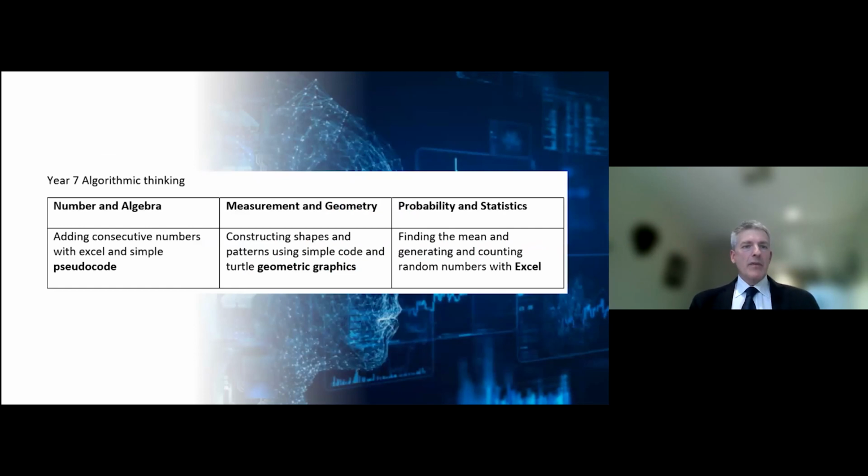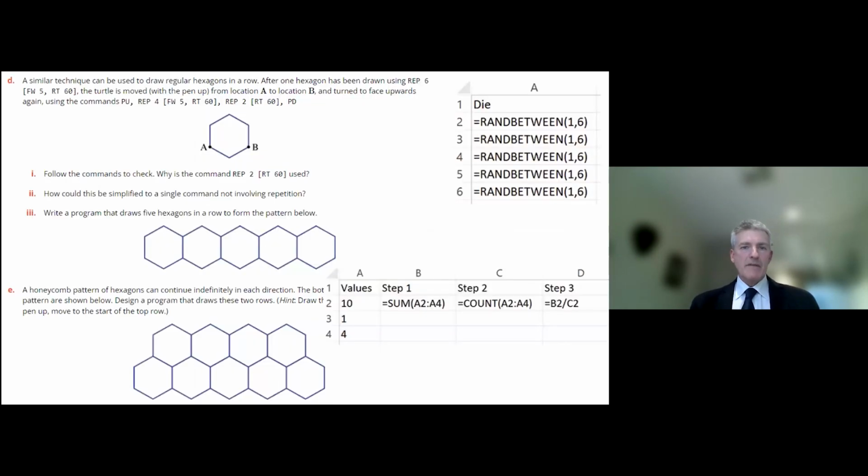Just as a quick example, there are a range of activities covering the different content strands for algorithmic thinking. As an example, in Year 7, there's an activity on adding consecutive numbers using Excel. In geometry, we're using some simple code and turtle graphics to create shapes. And in probability and statistics, there's work with Excel and the use of random numbers for finding the mean and generating patterns. There's a couple of sample snips from those sections.